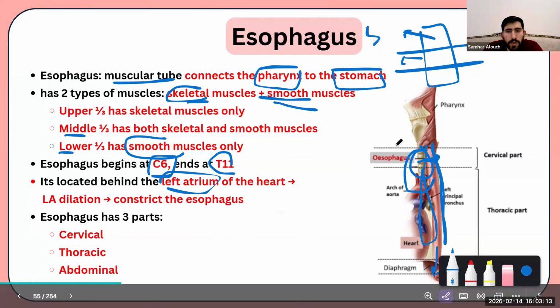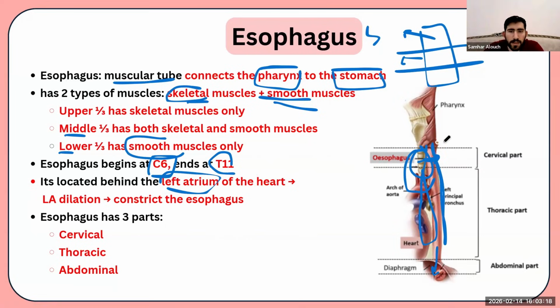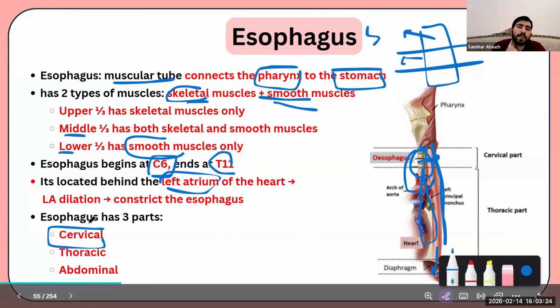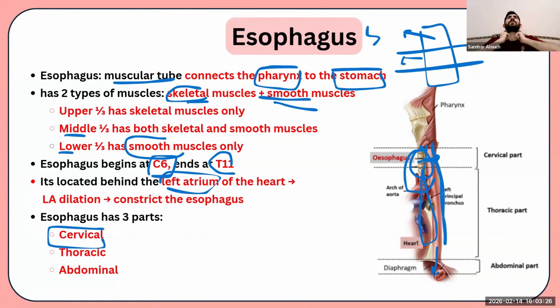The esophagus is also divided into 3 parts, but it's not based on the muscles. It's based on its relation with other structures and blood supply. There is the cervical part, thoracic, and abdominal. Cervical means it's related to the neck. So the esophagus goes from the neck to the chest to the abdomen, and there it ends with the stomach. The part that is in the neck, cervical. The part in the chest, thoracic. The part in the abdomen, abdominal.